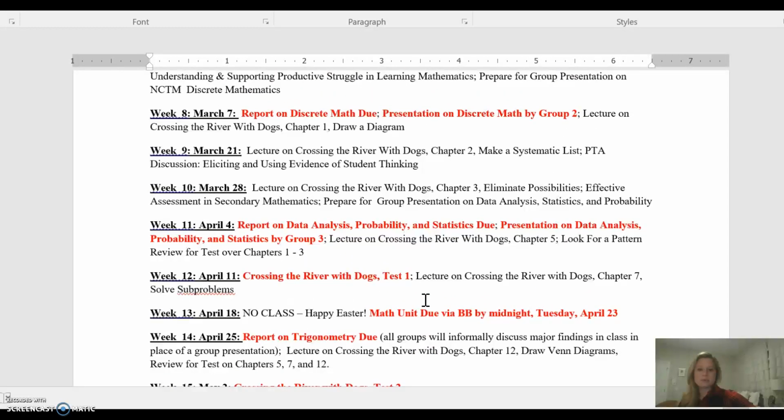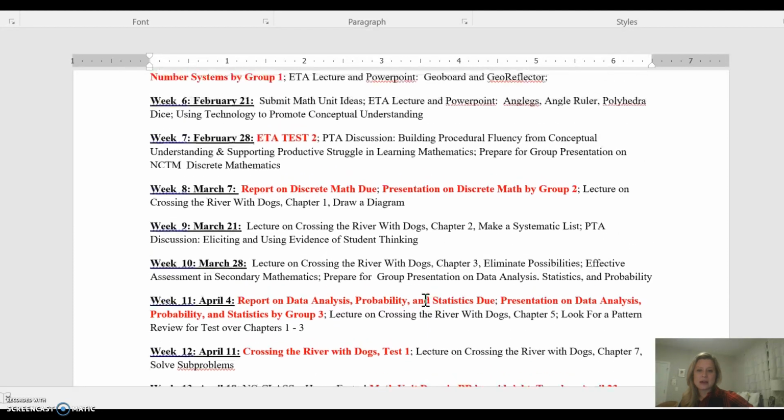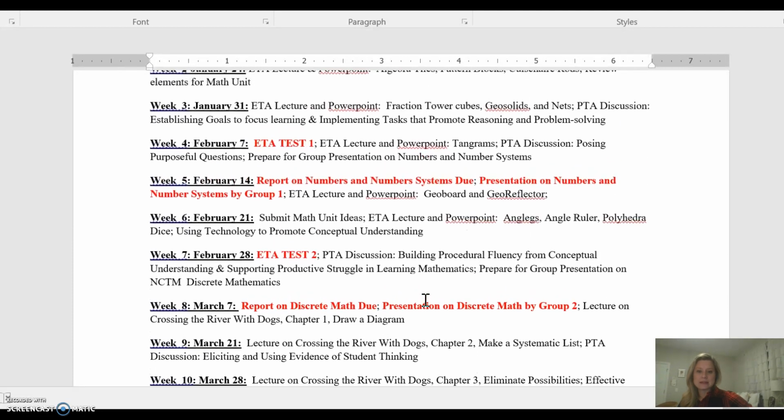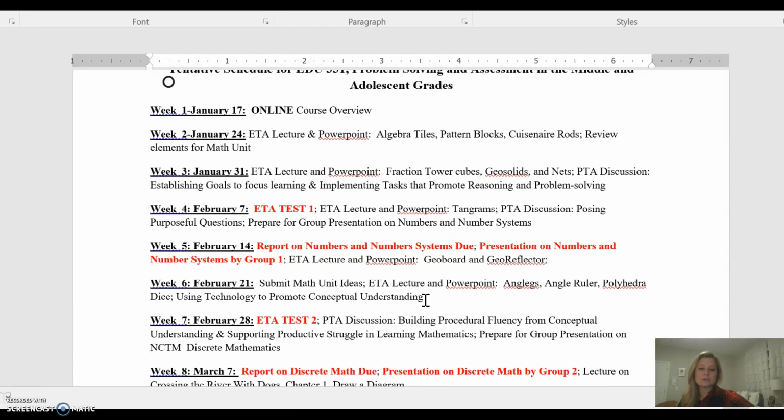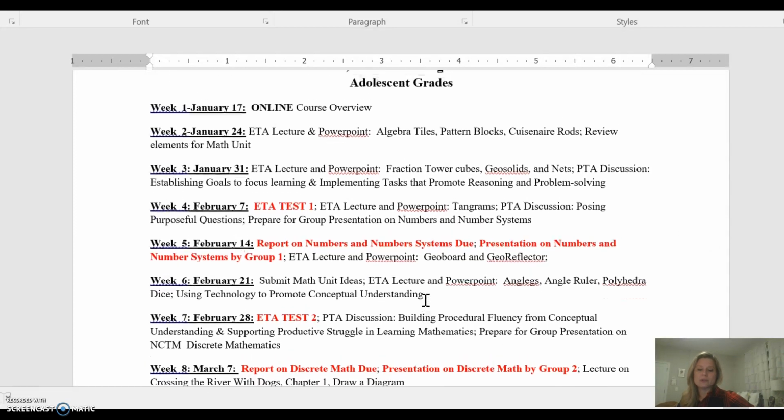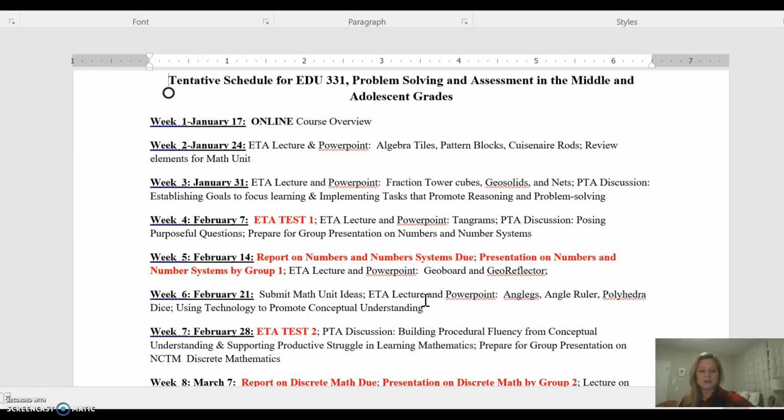But you'll notice that those reports are spaced out about every 3 weeks, and the tests are the same way, and then they alternate. And then that math unit is introduced very early on, and then you have plenty of time to compile all the components for it. So that's the tentative schedule. It is subject to change, though I will make sure I let you know if I change anything at all.